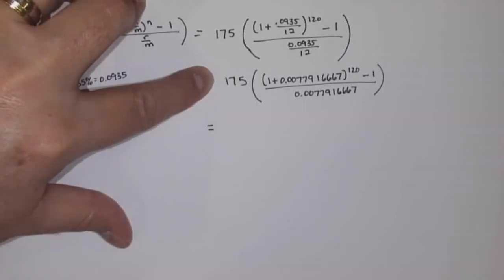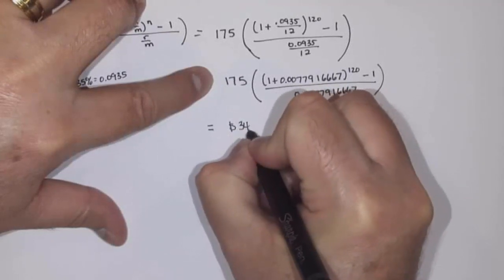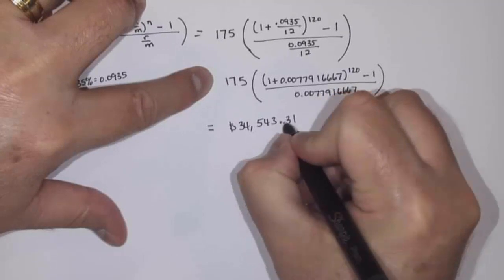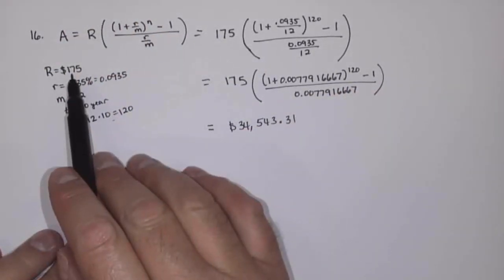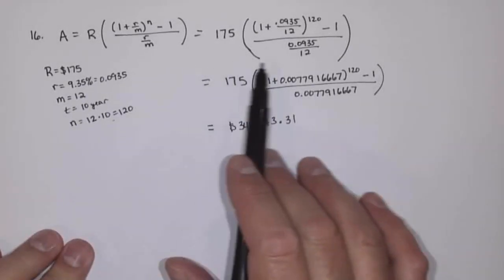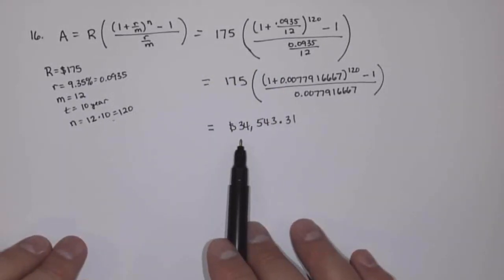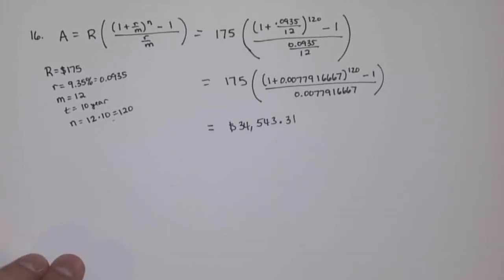And so if I do that, that gives me $34,543.31 if we round to the nearest penny. So if Pierce makes these $175 payments for the next 10 years each month, then at the end of that 10-year time period, he's going to have $34,543.31 in his retirement account.